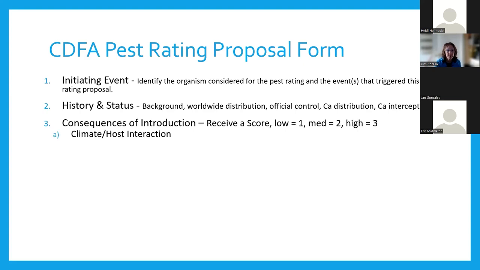So underneath the consequences of introduction, talk about the climate host interaction. So really, you want to evaluate if the pest would have suitable host and climate established in California. And then, if they do, we see the high; if it has a low climate that this pest can establish, it's a low score of 1 up to a high score of 3.